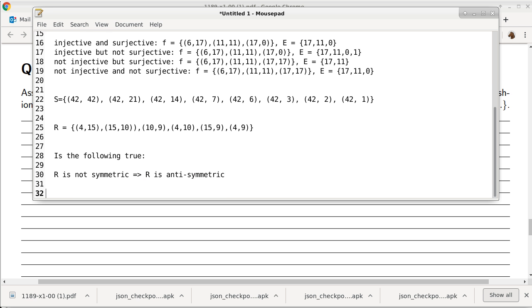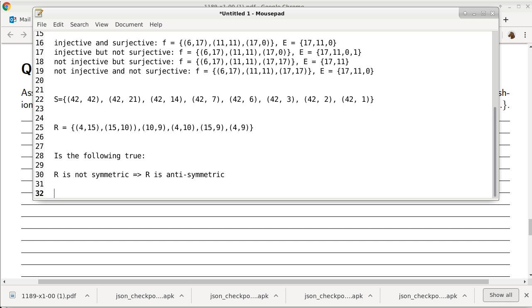And the answer is no. I can find a single counterexample to show that this implication does not hold true for every single relation. Because in order for this statement to be true, it means give me any R over any X, it still has to be true. That makes it a universal truth. Okay? But I can show you one example where it is not true.